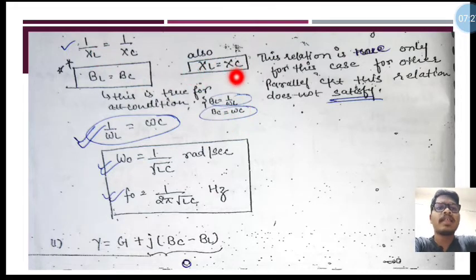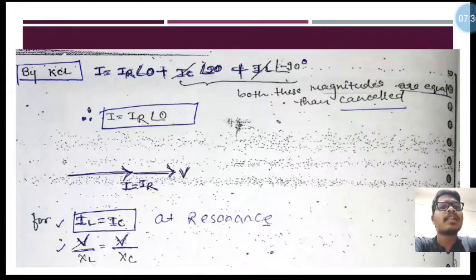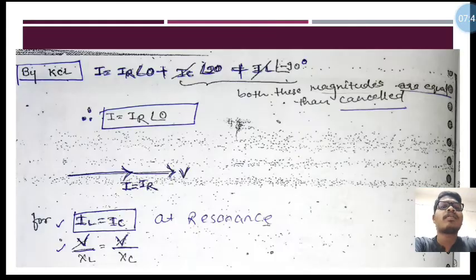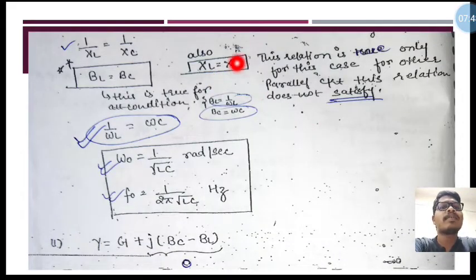Also, XL is equal to XC, this relation is true only for this case of parallel circuit. This relation does not satisfy for other parallel circuits. For this parallel circuit, that means if we consider resistance, inductance and capacitance in parallel but not a combination of resistance, inductance and capacitance like that, then only this condition will be satisfied, that is XL is equal to XC. So after taking 1 by omega L and omega C and putting them in this equation, then only can we find omega 0, that is the natural frequency, is equal to 1 divided by root over of LC, and its unit is radian per second.